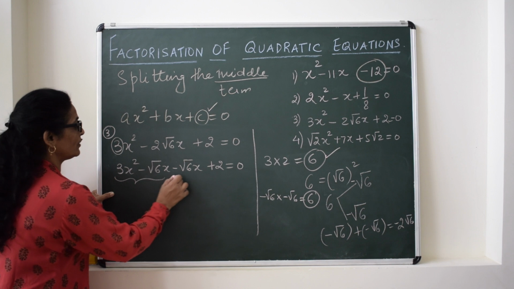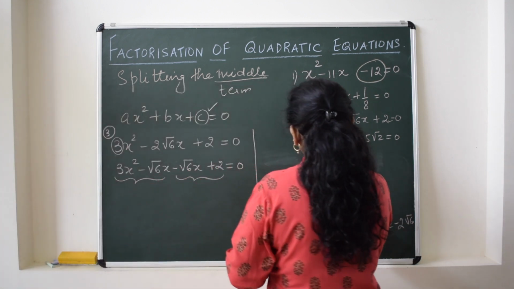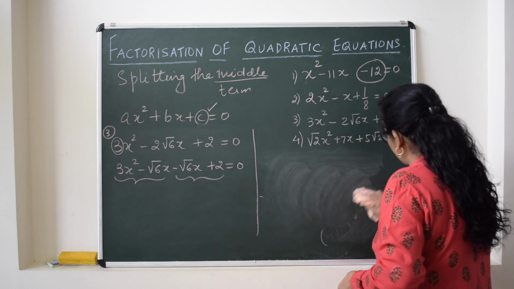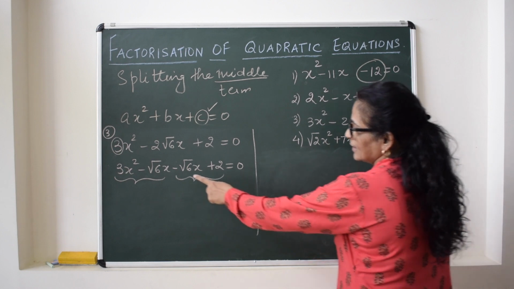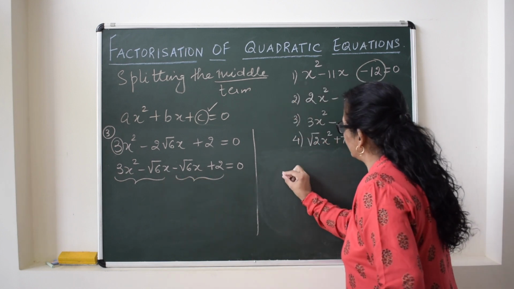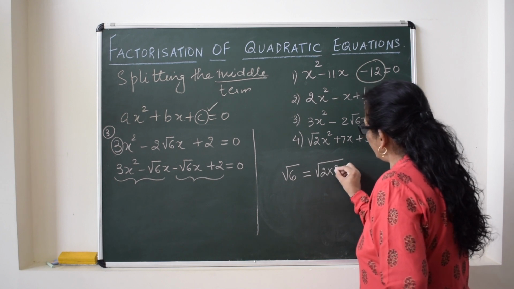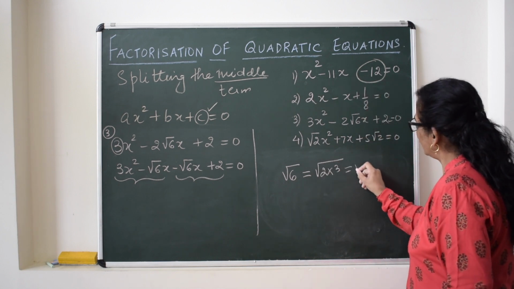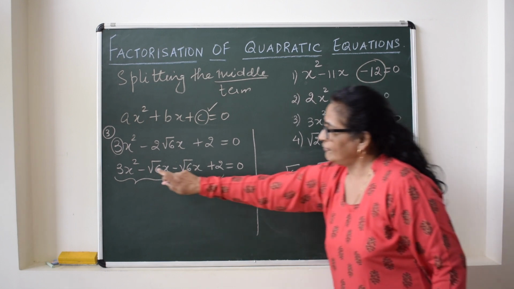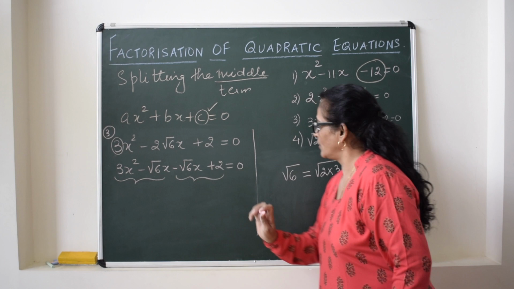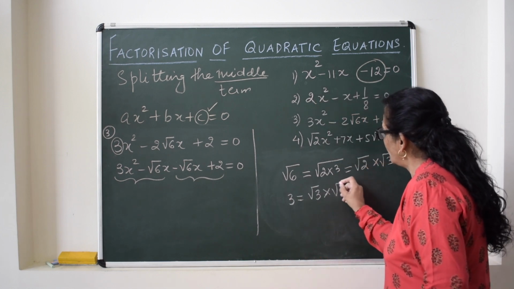Now choose the common factor. When we are choosing the common factor, you see that the first number is 3 and the second number is root 6. So this root 6 can be written as root 2 into 3, and we know the law, it can be further written as root 2 into root 3, and from 3 you require something common, so that 3 can be written as root 3 into root 3.